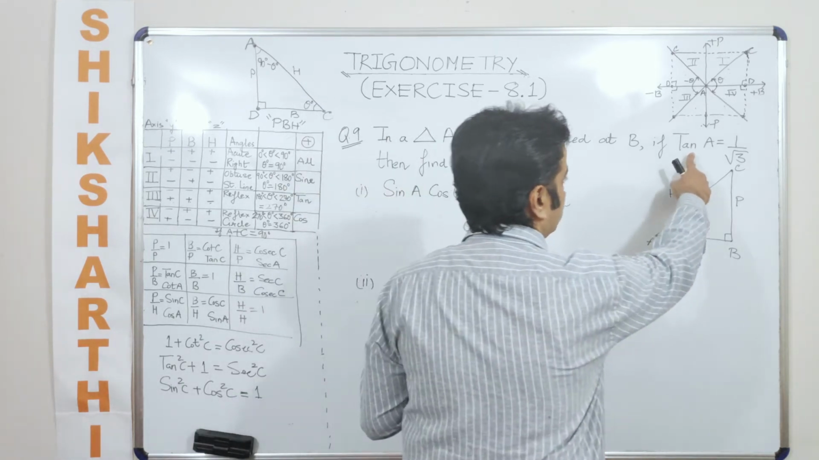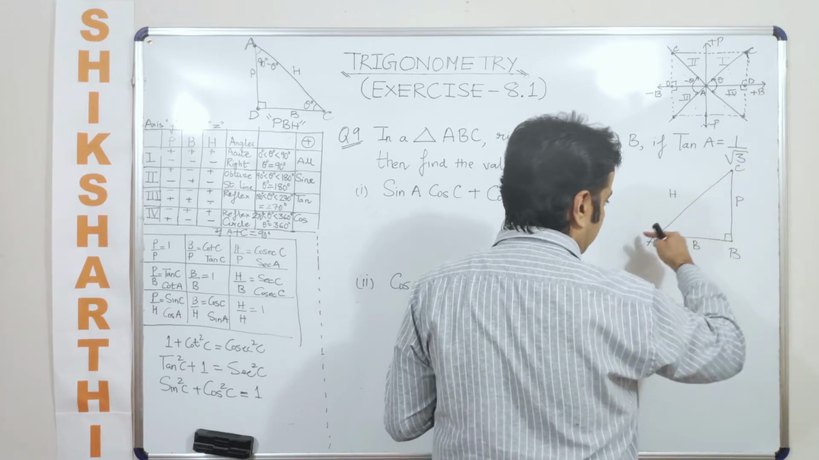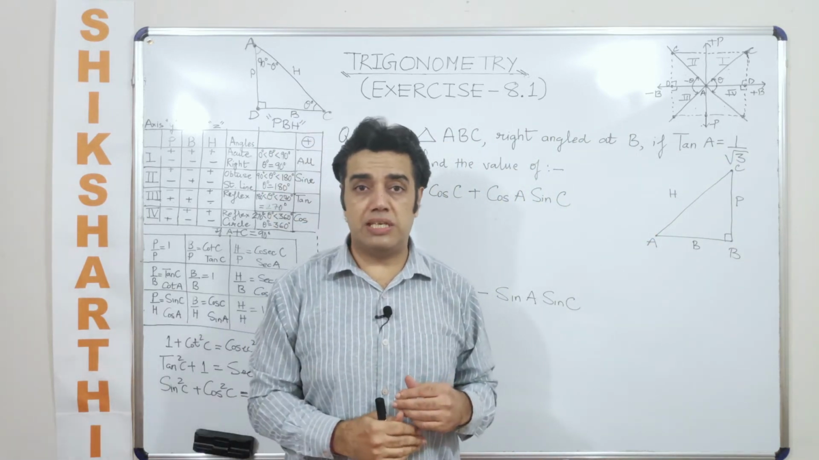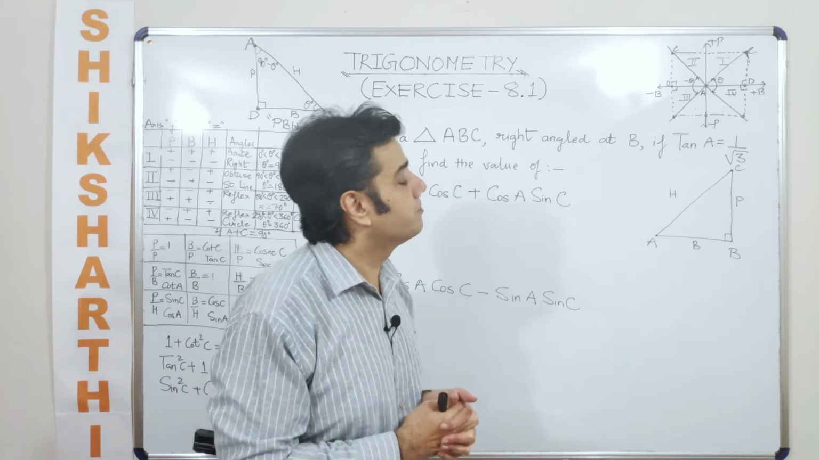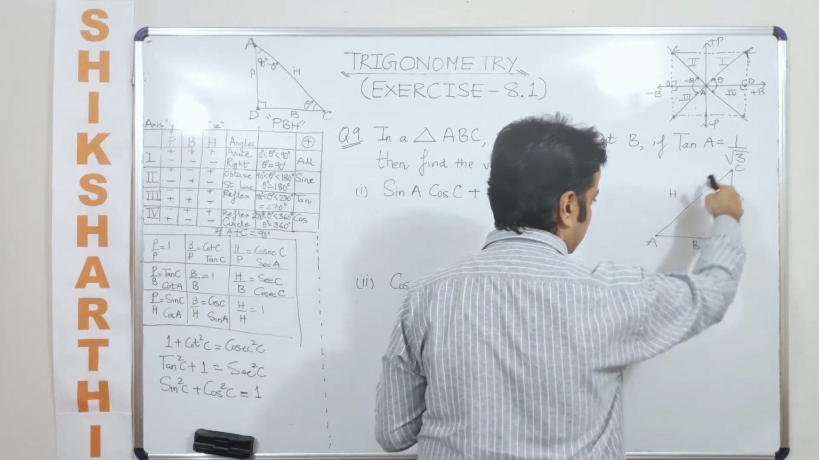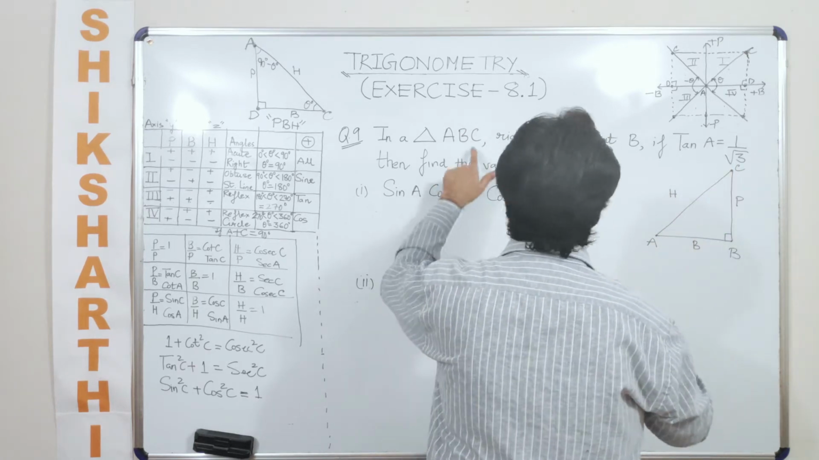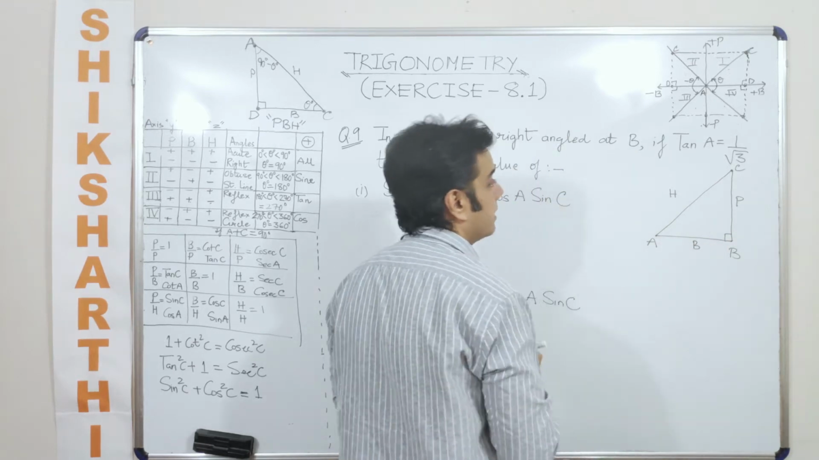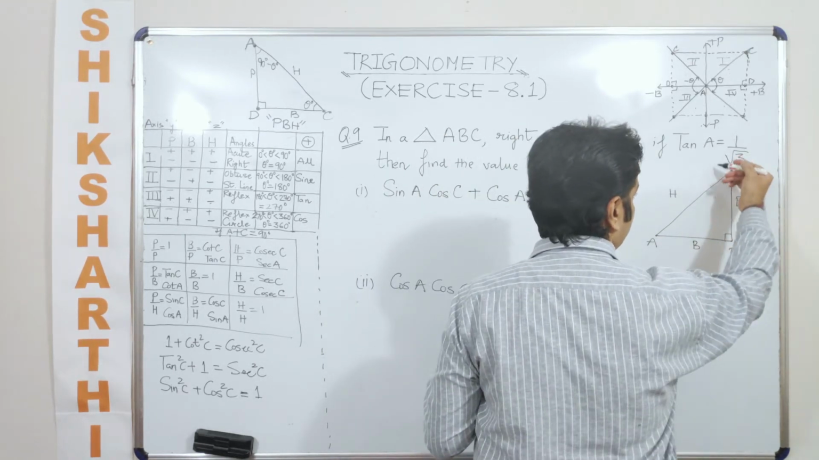Okay, so we know that tan A is equal to 1 by root 3. The first thing, as we have been talking about in other videos as well, as far as the question solving is concerned, let us first plot this information. So let us draw a triangle wherein the right angle is given as angle B.